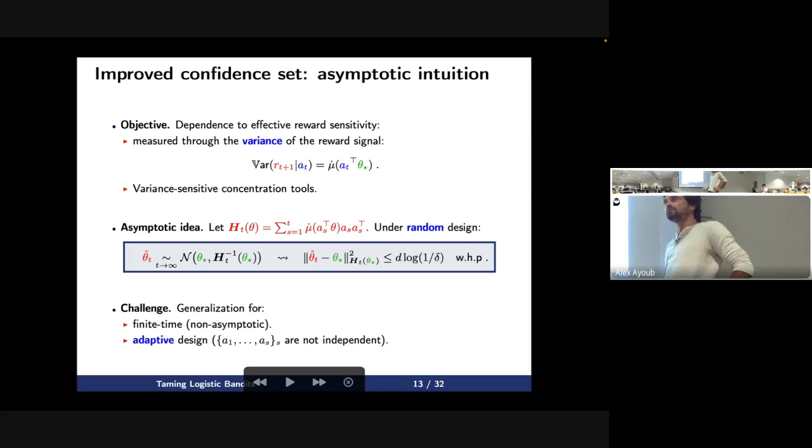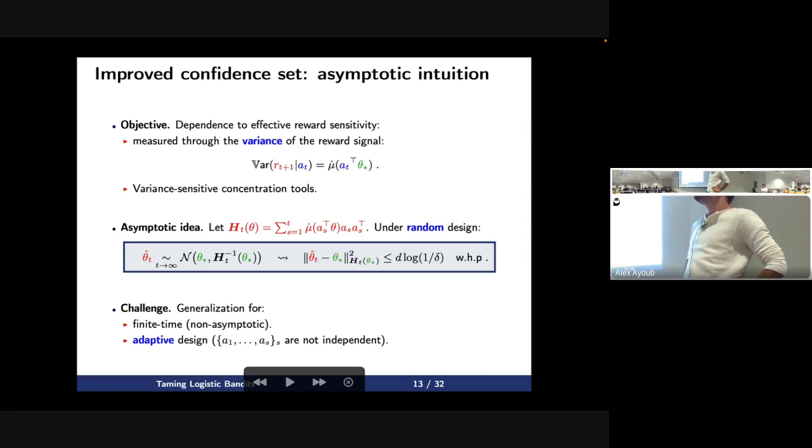So how to guess it? So first, before proving it, let's guess it. And the way to guess it is to use the asymptotic normality of the maximum likelihood estimate. Okay, so suppose for now that we are under the random design. So all the actions are picked at random. Then we know that the maximum likelihood estimate will converge in distribution to a Gaussian that is centered in the unknown parameter theta star, and whose variance is H_t inverse at theta star. So it's like the Fisher, or the inverse Fisher. Never know. But basically, it's the Hessian of the loss.